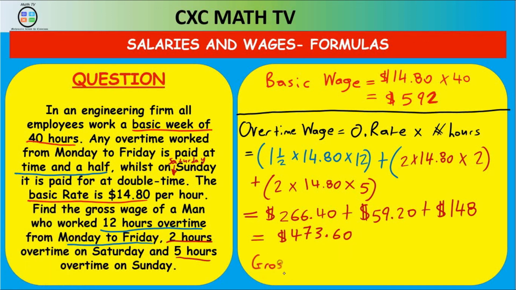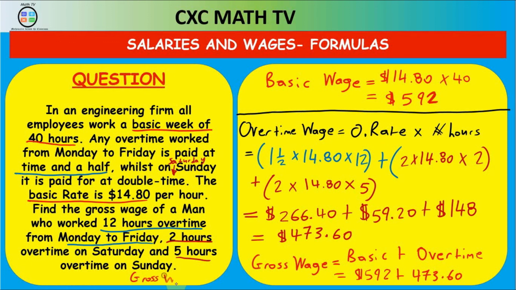Now that you get his full overtime wage, you're able to calculate his gross wage. Remember, gross wage is the basic wage plus the overtime wage. So we're going to add them now, the basic wage, which is $592, plus 473.60. Not enough space, so we'll put it here. So the gross wage ended up being equal to, add those two, and we get $1,065.60. That's his gross wage. Nice.